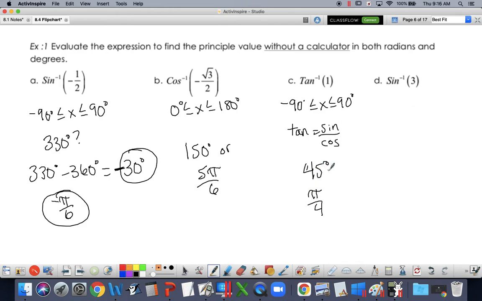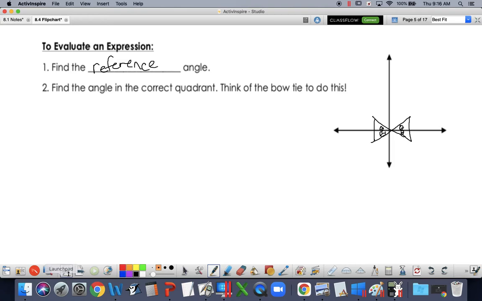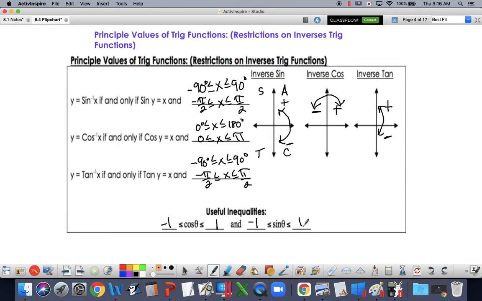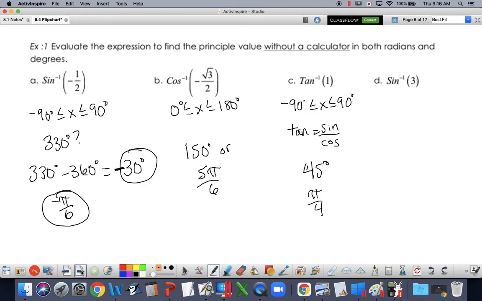Last but not least, we have this inverse sine of 3. So I want to find an angle that has a sine of 3. But we just talked about the restrictions, right? I'm not allowed to have a sine that is greater than 1. It stops at 1. So therefore, this does not exist. And if you try to put it in your calculator, you're going to get an error message.